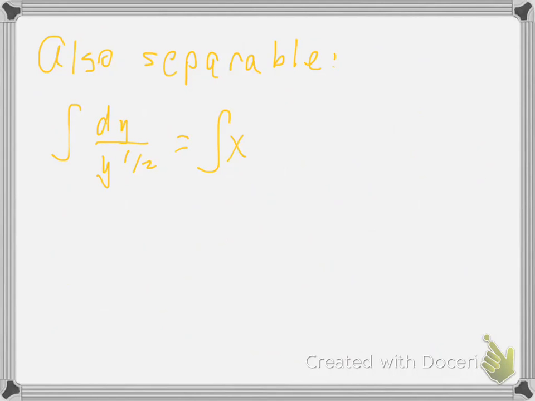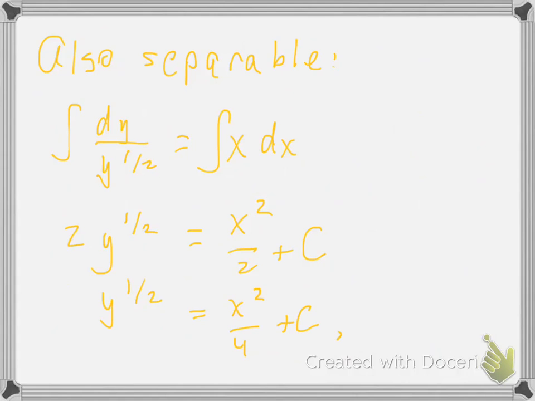So I take the integral of dy over y to the 1/2 equals the integral of x dx. I integrate, and I get y to the 1/2 equals x squared over 4 plus c. And notice here, I'm going to make the caveat that c has to be greater than or equal to 0. So when we solve differential equations, really when you do anything in math, you have to be careful about what information you're being given at each step.